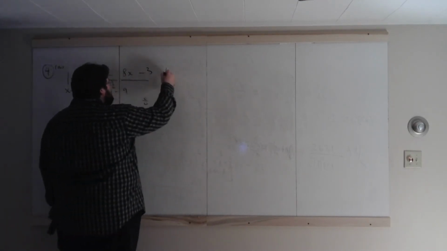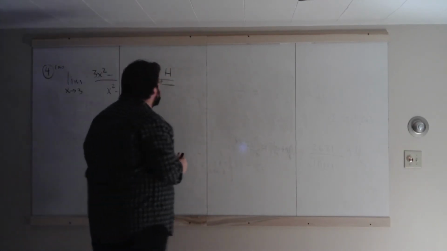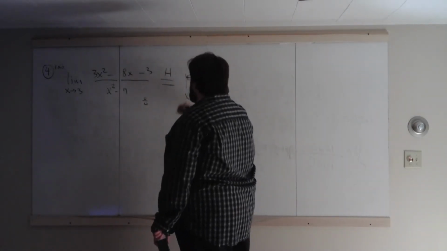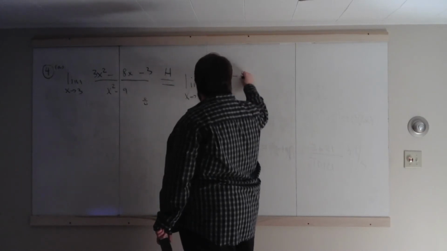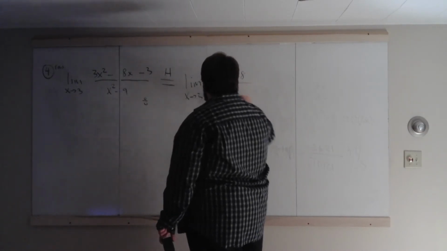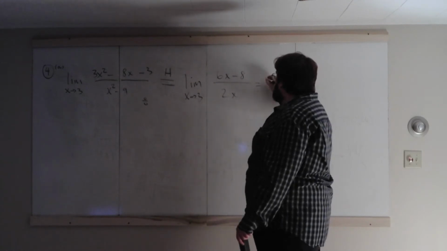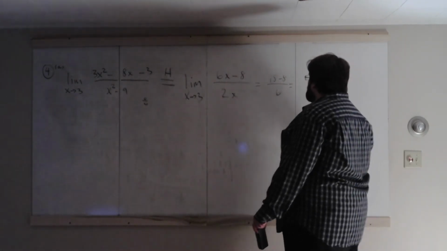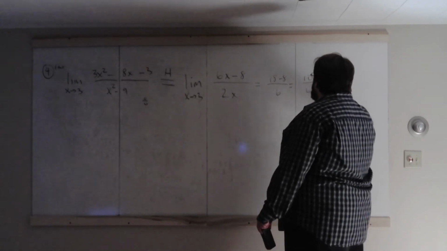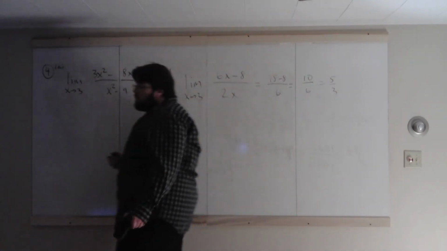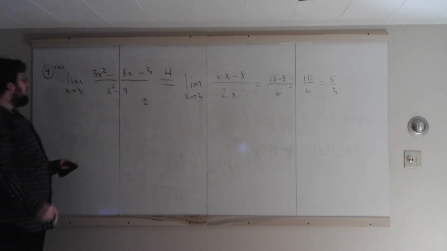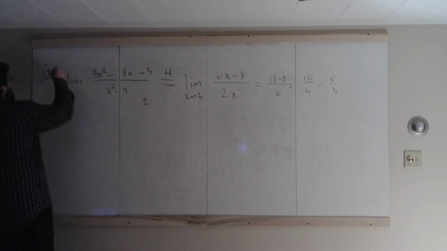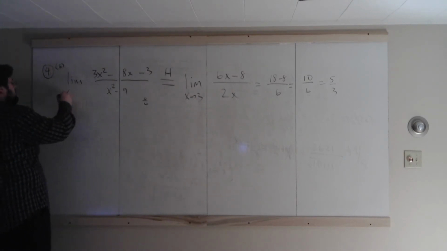Apply L'Hopital's rule. I will use an H when I use L'Hopital's rule. That limit now equals this limit. Derivative of the top, 6x minus 8. Derivative of the bottom, 2x. Hope you can substitute. In this case, you can, because you get 18 minus 8 over 6, which is 10/6, which is 5/3. Now that one you could have also solved with factoring, but the directions did say to use L'Hopital's rule.